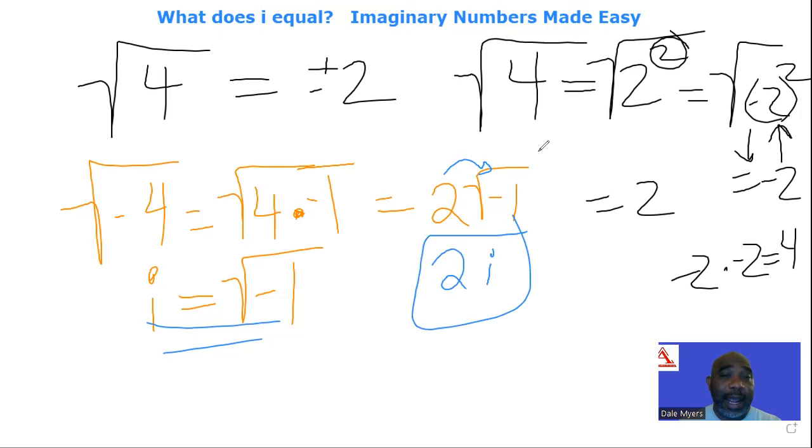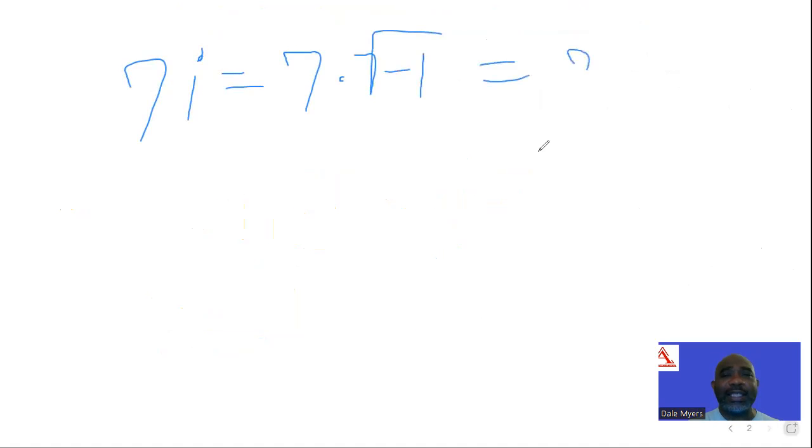And so instead of writing that over and over, some mathematician way back in the day decided, you know what, it's simpler to just use i. Let's clarify that a little bit. If you have 7i, what you really have is 7 times i, but i is the same as the square root of negative 1. So we could have written that as 7 times the square root of negative 1, but it's just easy to write that as 7i.